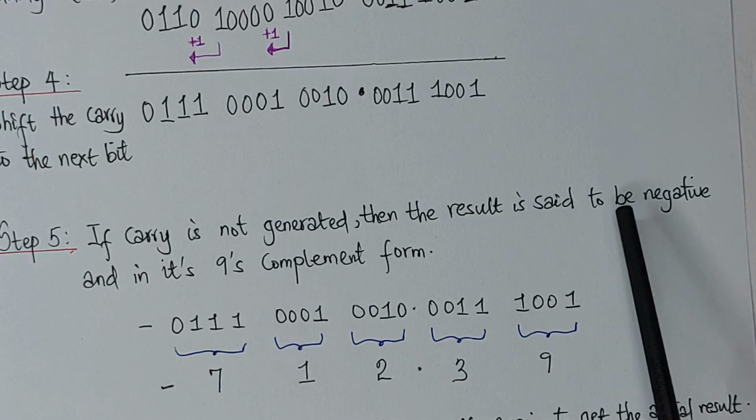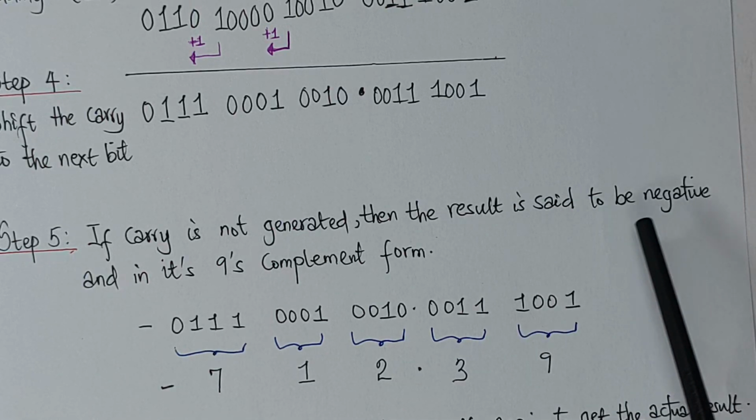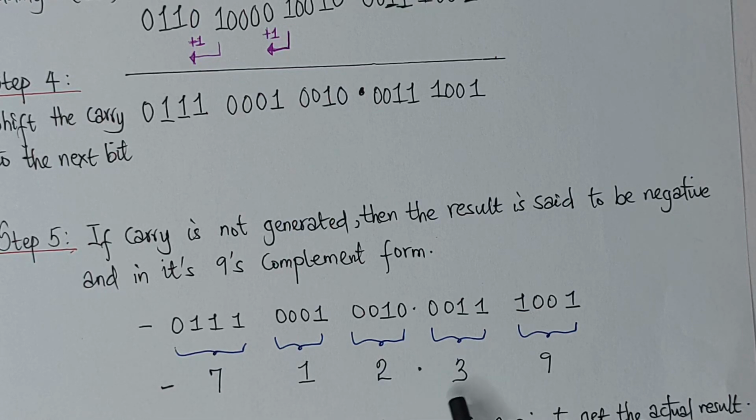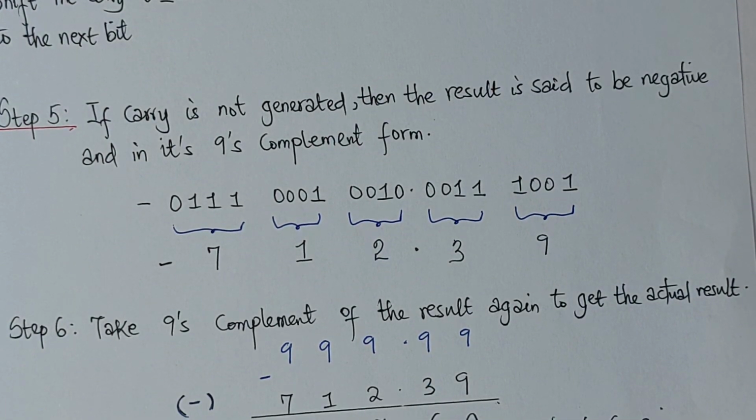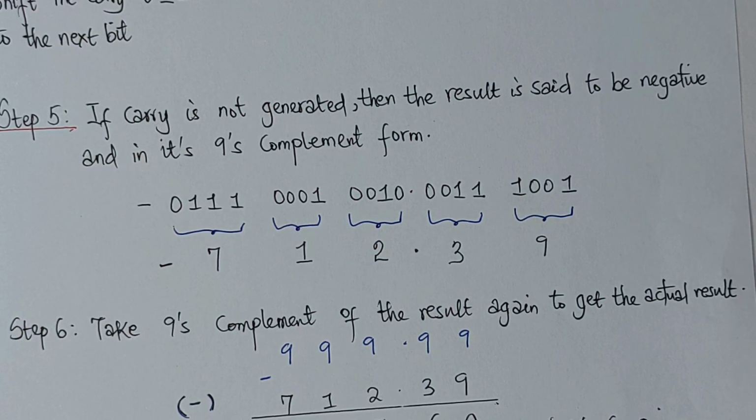So remember, for this clause, it says the result is said to be negative. So we are going to have minus 712.39. Now let's go to step 6. The reason why I've converted this to decimal form is because I'll be able to understand the given question. Remember, the question was in its decimal form. Okay, so to that, let's move to step 6, where we are to get the actual result.